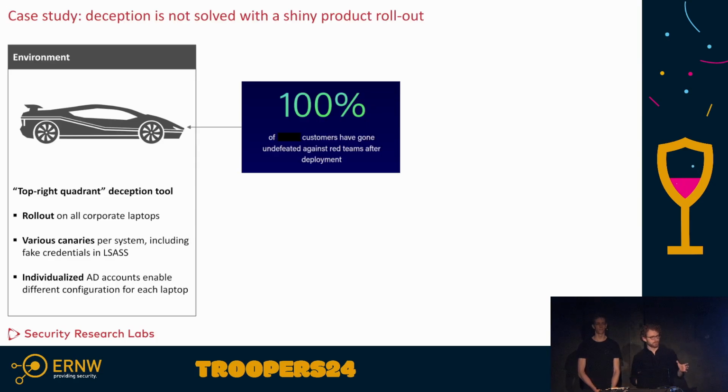But before the people here that work for the deception software vendors or in the sales department get too happy, let's look at a case study from a recent test. We were up against the top right quadrant deception tool, is how I would call it. It was rolled out on all corporate laptops, placing canaries, including in the LSASS process, and it had a set of different credentials deployed to each laptop. So no two laptops were looking the same in terms of honeypots. This picture here is actually from their website.